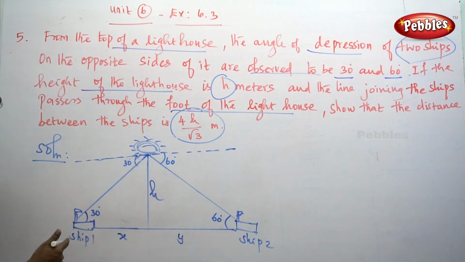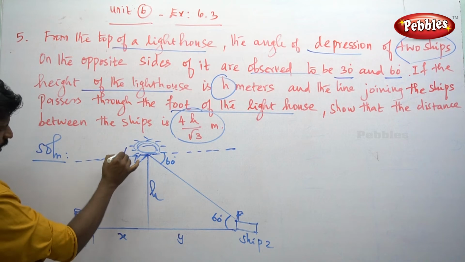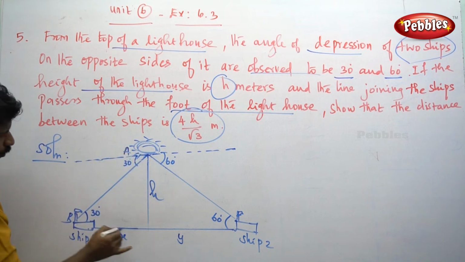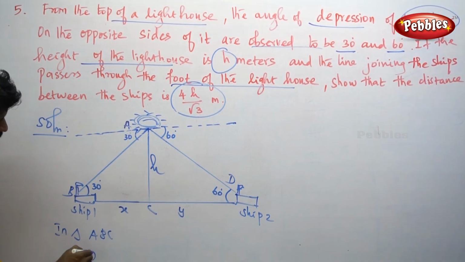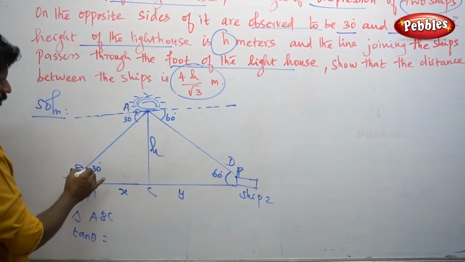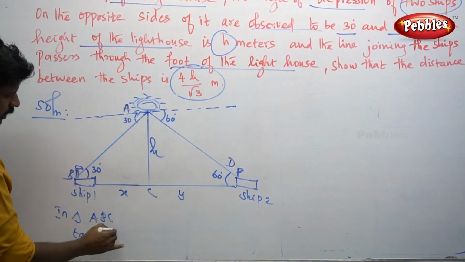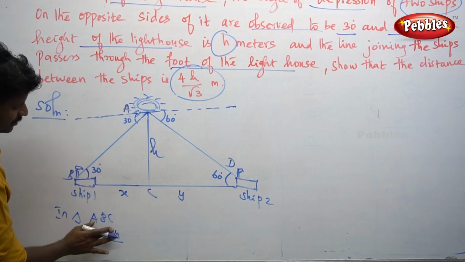Now first you have to give the names for the triangles. This is point A, point B, point C, point D. So in triangle ABC, the tan theta here also, right? This is theta. Here theta, the opposite is this, H. First write the formula.